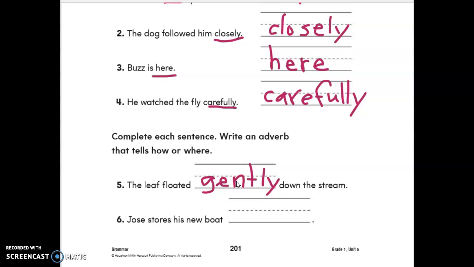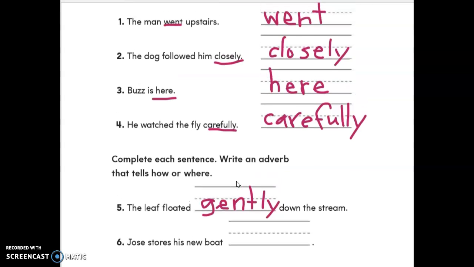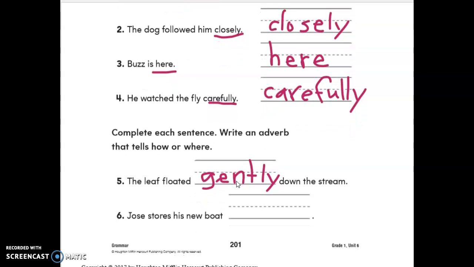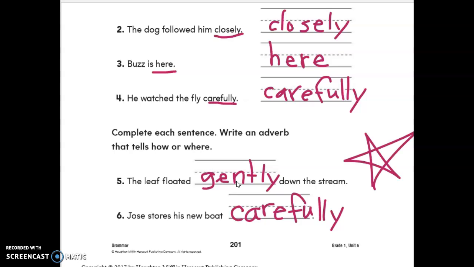Jose stores his new boat carefully. I'm going to say carefully, but if you can think of a different adverb that you would like to use, you can do that. All right, and then give yourself a star or a smile. Good work. We're going to go on to page 203.